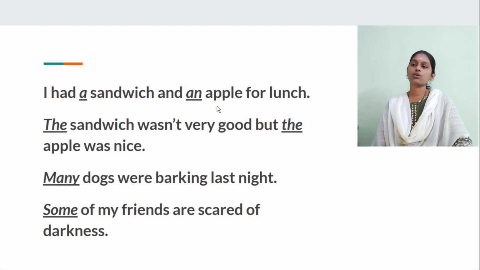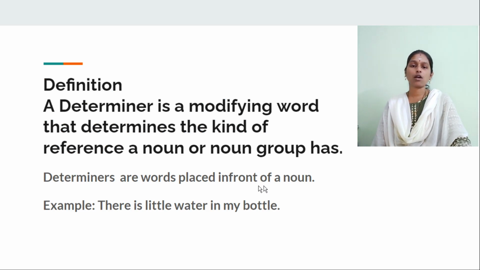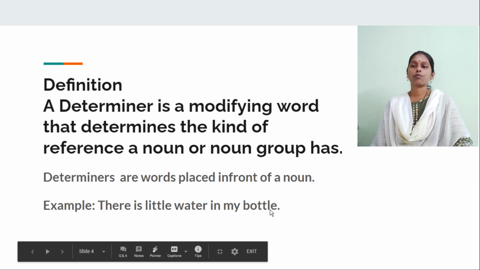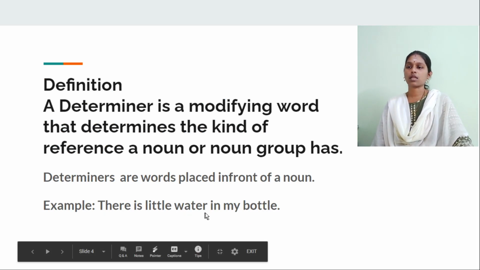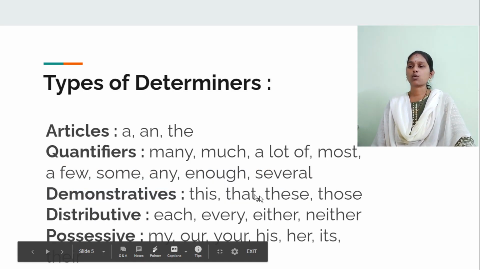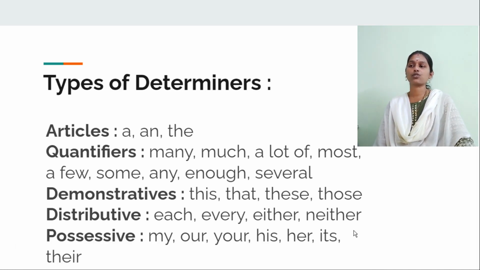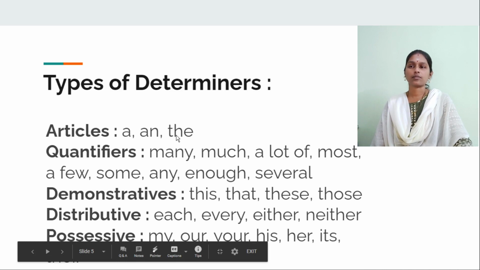And determiners are words placed in front of nouns. For example, there is little water in my bottle. Here water is the noun, and what is the word used here? Little. It is the determiner, and it tells how much water is left in the bottle. We are going to learn about the types of determiners: articles, quantifiers, demonstratives, distributive and possessive. Today's class we are going to learn about the articles a and an.